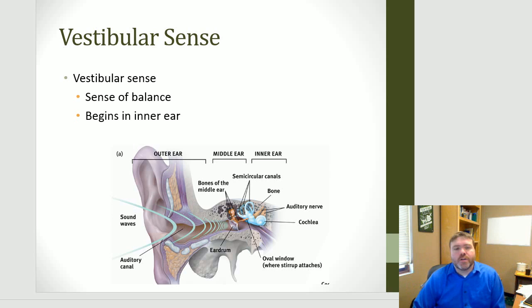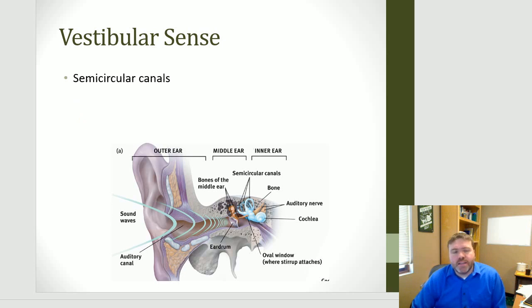So that is our vestibular sense. And the vestibular sense actually begins very deep in the inner ear. So yes, the ear has a whole lot of stuff to do with hearing, and you're going to want to check your textbook to know about how hearing works and what the important structures for hearing are. But that's not what we're going to look at here with this sense of balance. So deep inside the inner ear, in this picture it's those blue structures, there are 3 semicircular canals.